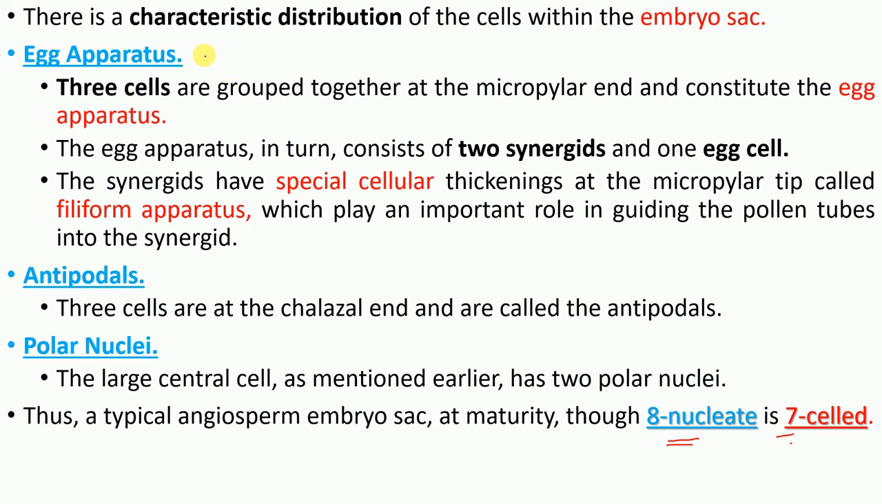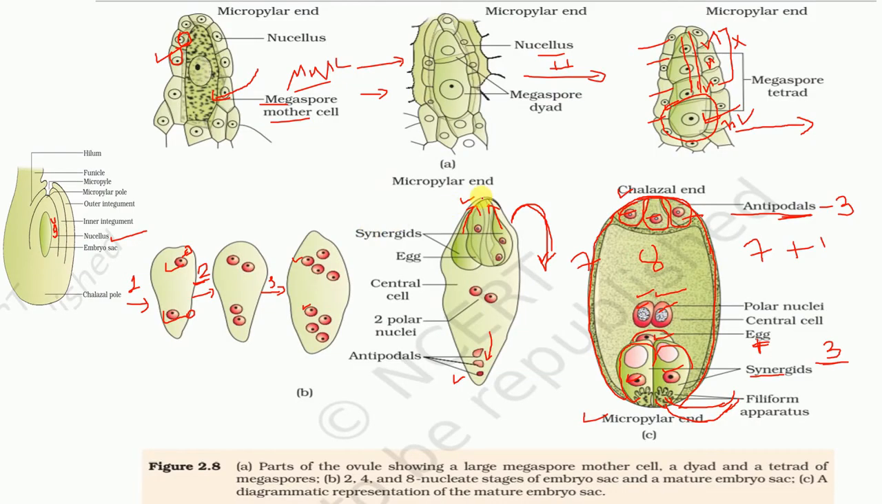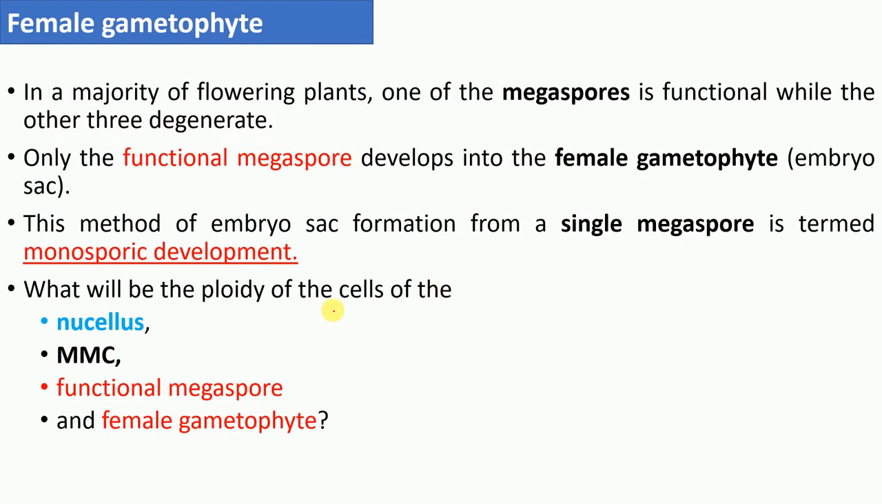So you can read the egg apparatus, antipodals and polar nuclei, right? And in the case of double fertilization, we are going to see what the role of these is, like what the function of the synergids is, as I told you earlier. We will look at this in the next lecture on double fertilization, and what the function of the polar nuclei is, and what will form from it, right?